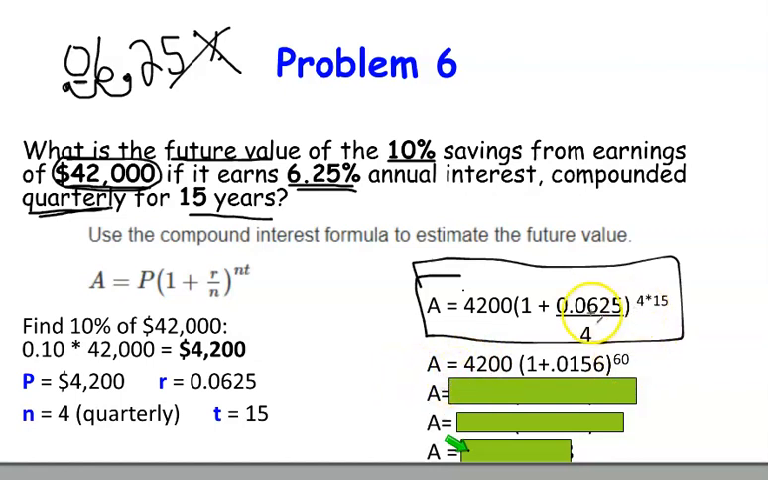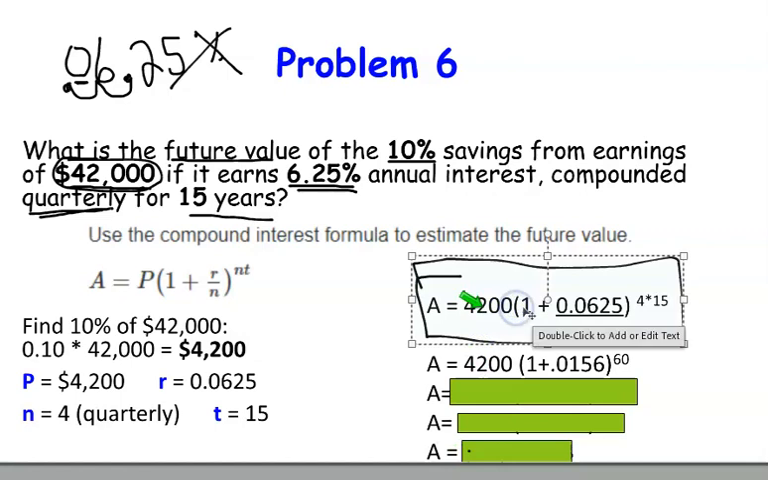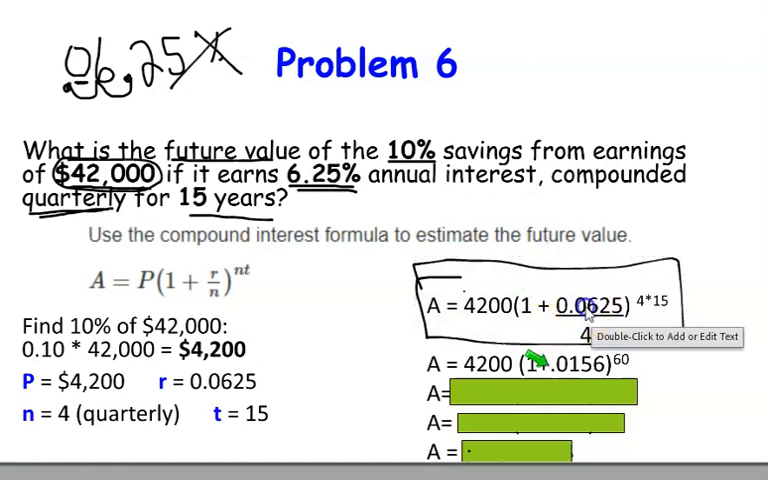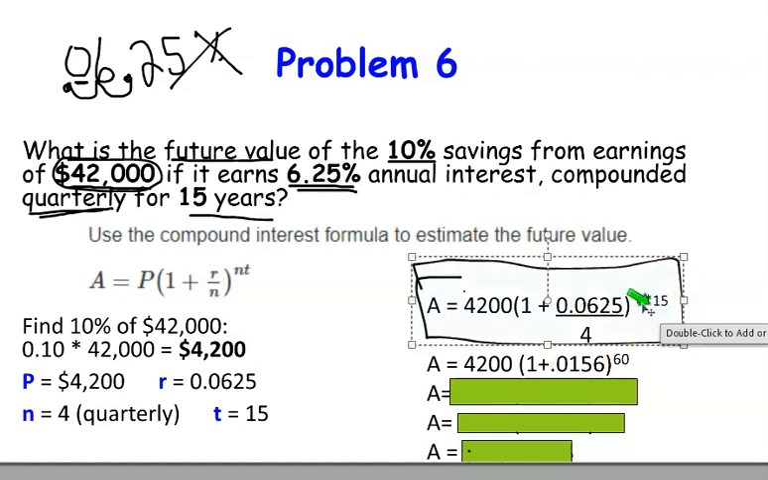So what I did was I just cleaned up the math to make it easier to see and enter into a calculator. So you can see 42 is the same, left parenthesis, 1, brought the 1 down, plus, brought the plus sign down. Okay, and then I divided this out. 0.0625 divided by 4 gives me this. And then I multiplied the exponents. 4 times 15 is 60. Okay, from here, you can go ahead and enter this into your Desmos calculator.